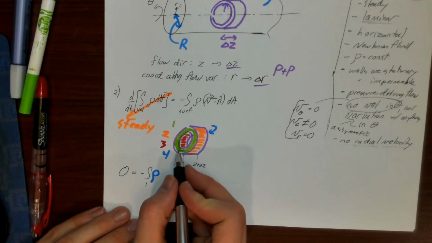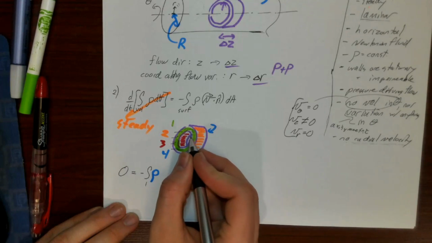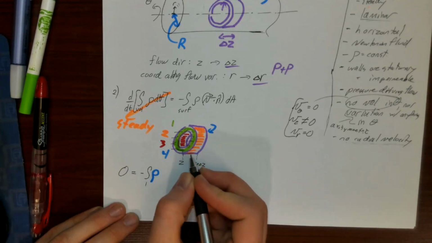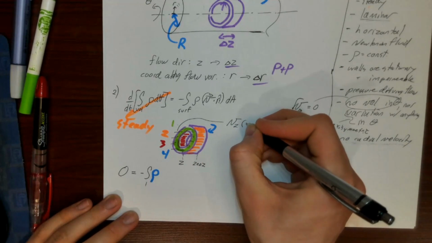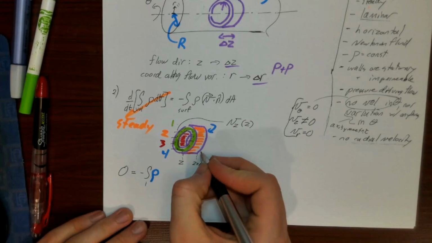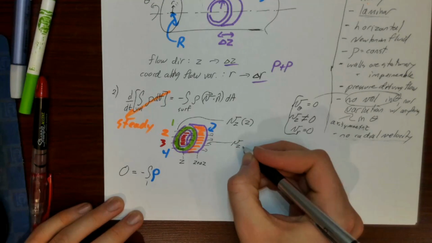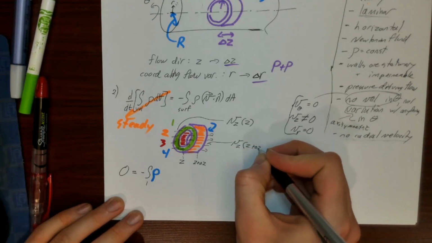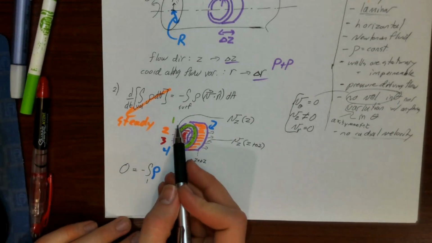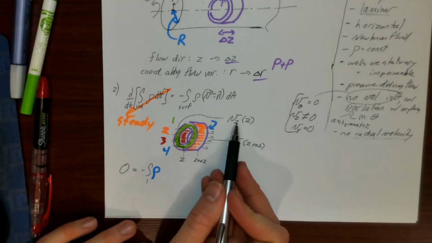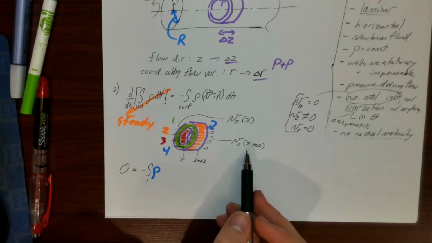So we have some flow entering this green part of the surface, and I can call this flow entering the green part of the surface vz at position z. And then I have some flow exiting the downstream face, which I can call Vz at z plus delta z. There's a subscript z because it's flow in the z direction. Into surface 1, it's Vz at z, and out of surface 4, it's Vz at z plus delta z.